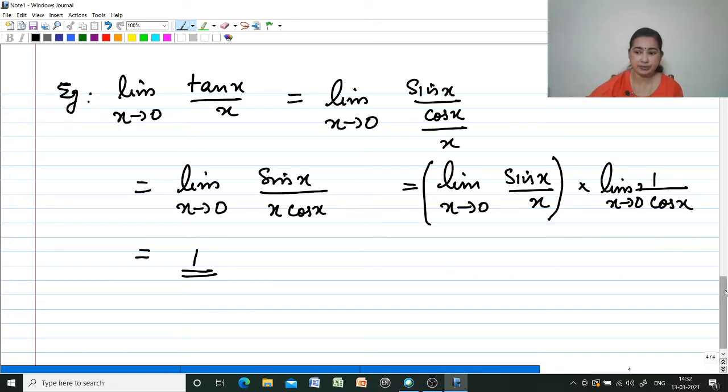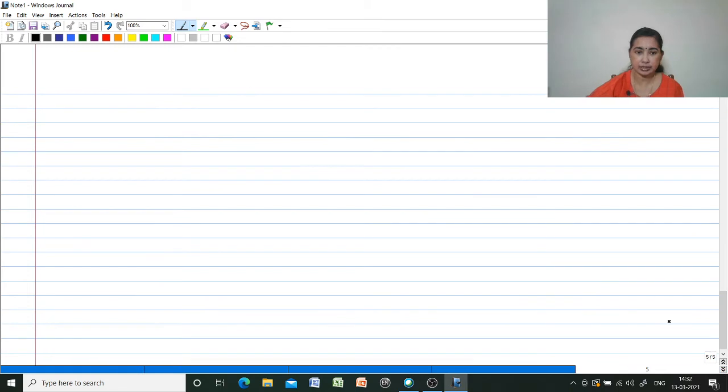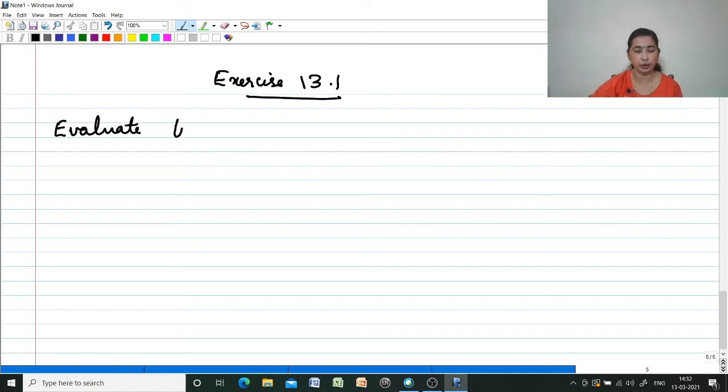Now we will discuss few questions from exercise 13.1. We will start with the exercise questions. Exercise 13.1. Find the limits or evaluate the following limits.